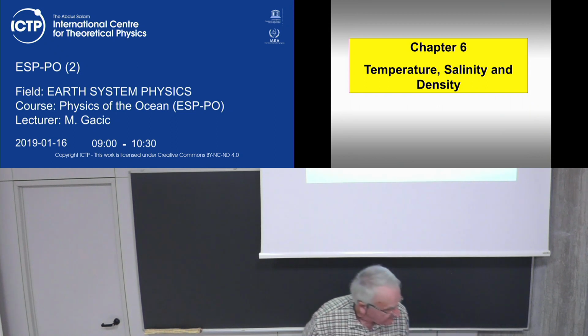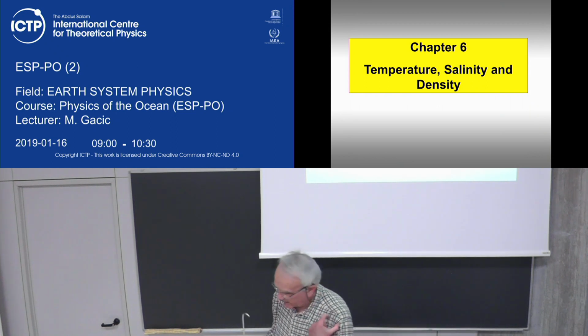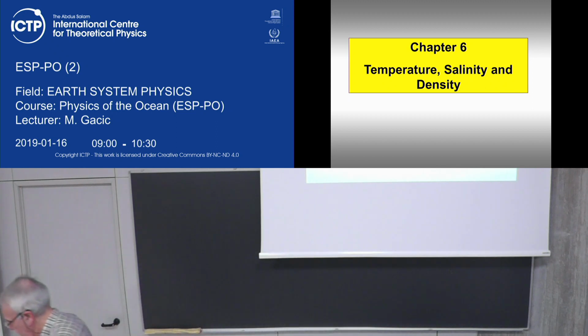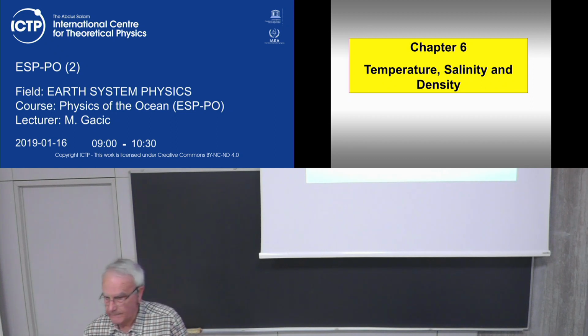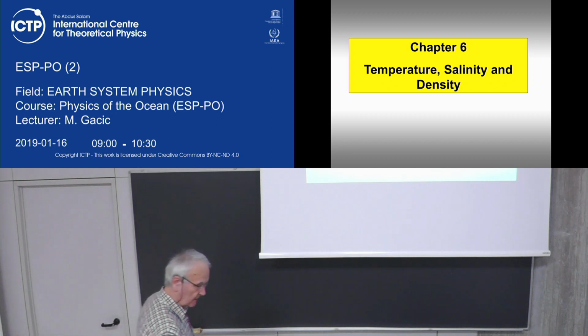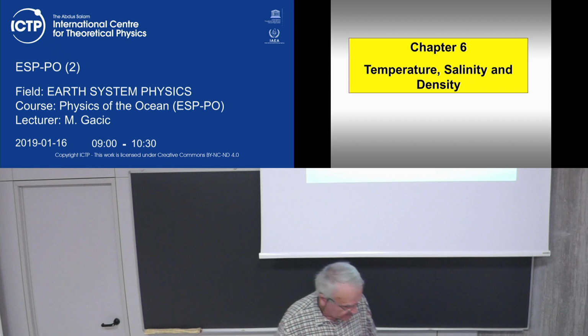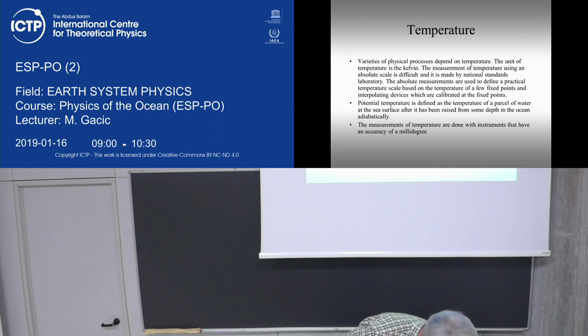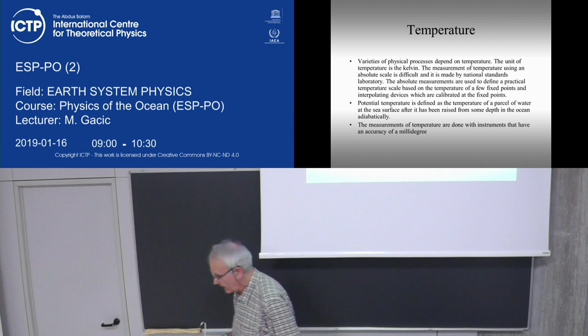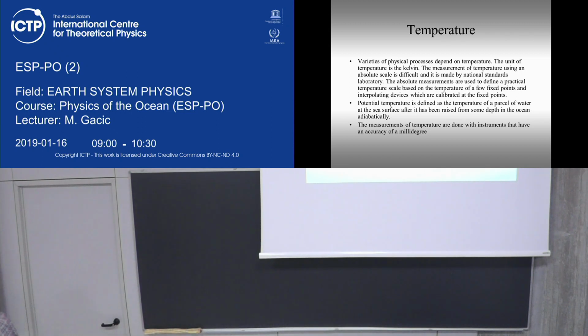Okay, now we will pass to temperature, salinity, and density. We'll be coming back later to the wind, which is equivalent to the sea currents. You know that the wind is the movement of air masses, the same as the currents, which are movements of water masses. And now let's see what the state variables of the ocean water are.